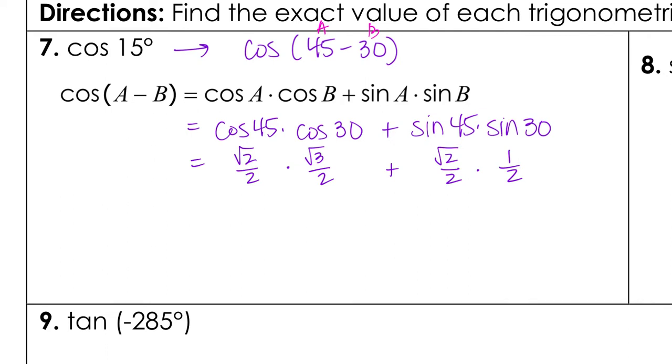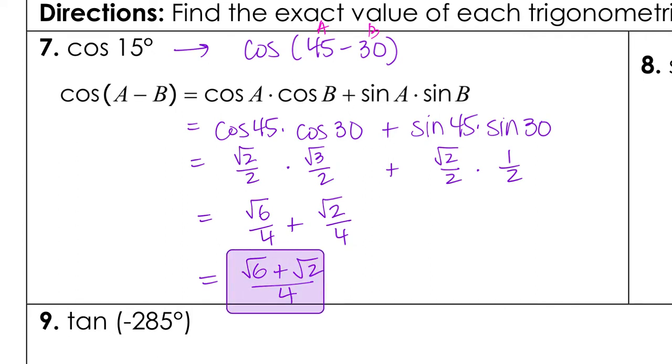So now we need to multiply. And when you multiply fractions, you just have to do the numerators and the denominators separately. Square root of 6 over 4 plus, and then over here, square root of 2 over 4. And now let's combine these two. Luckily we already have the same denominator, so we can just combine it into one bigger fraction. And that's going to be our exact value.